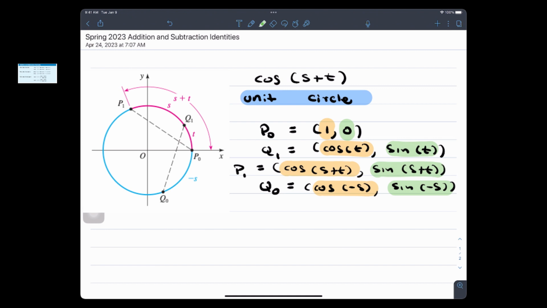Now, let me say something about these points. Remember, we have some negative angles here, so I'm going to change some of this. What happens if you have cosine of minus s and sine of minus s? Do you remember what that means? This is really just the same as cosine of s, and this is minus sine of s.